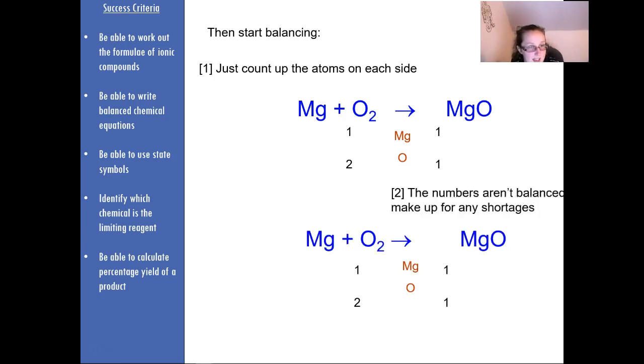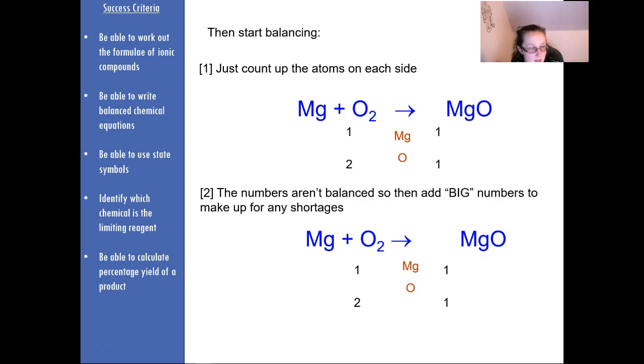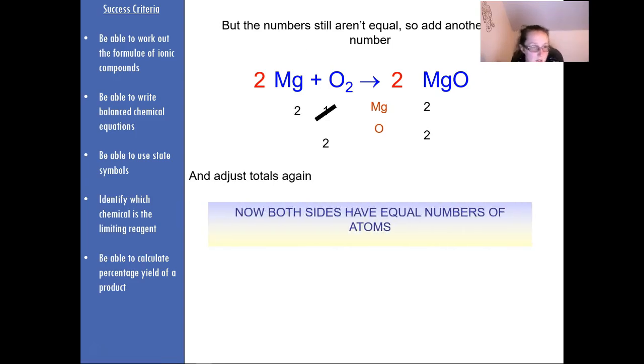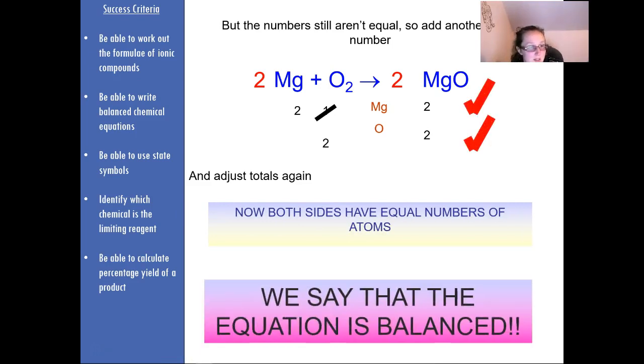So looking at that, I can see that they're not balanced. So now I add big numbers to make up any imbalance. So if I add 2 onto the right hand side, I now adjust my total over here, and I've now got 2 Mg's and 2 O's. So I'm still not balanced, so I need to add another big number on. So I need 2 lots of Mg, adjust my totals again. I've got 2 Mg on the left, 2 Mg on the right, 2 O on the left, 2 O on the right. So now it's balanced.